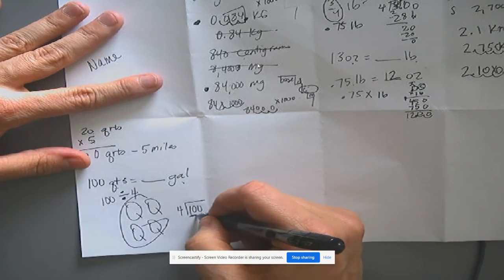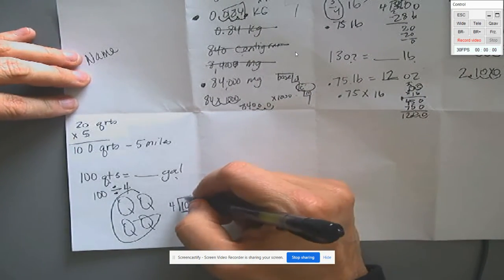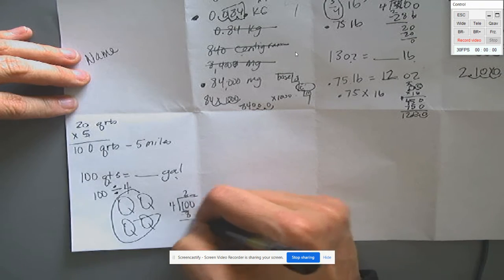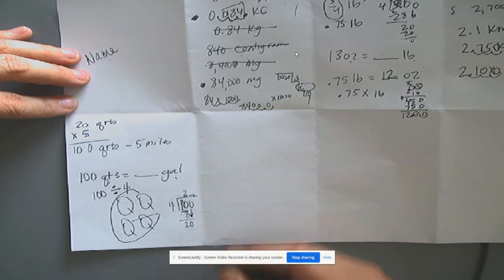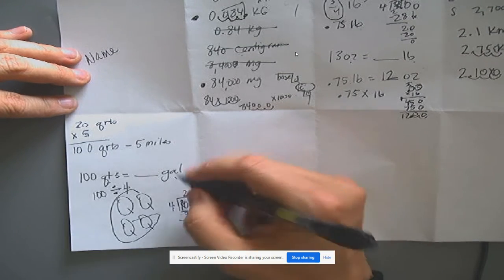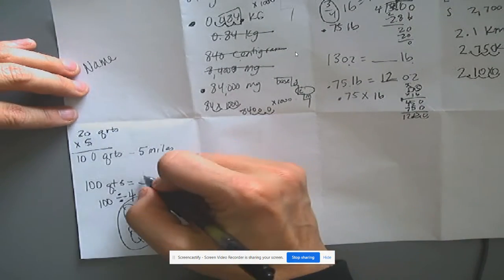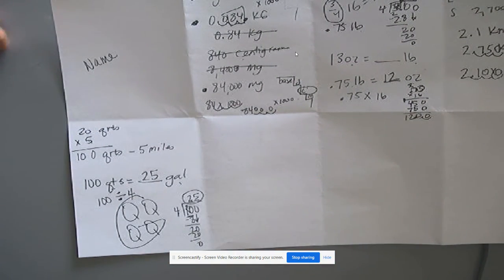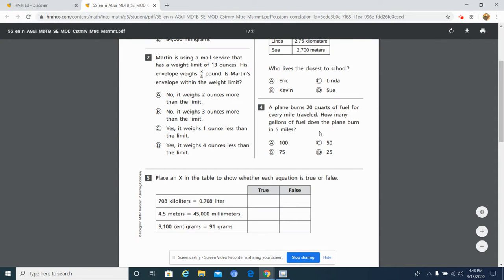Okay, so knock, knock, knock. We're going to have 2 digits in our quotient. 10 divided by 4 is 2. 2 times 4 is 8. 10 minus 8 is 2. Then we bring down the 0. So 20 divided by 4 is 5. 5 times 4 is 20. So it looks like 100 quarts equals 25 gallons. So let's go back here. And it says, how many gallons of fuel does the plane burn in 5 miles? And there it is right there, 25 gallons.